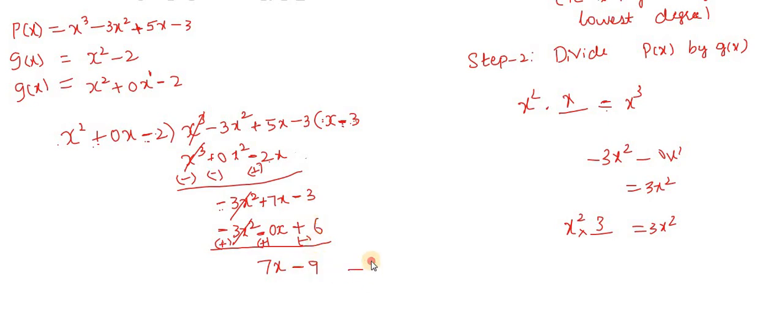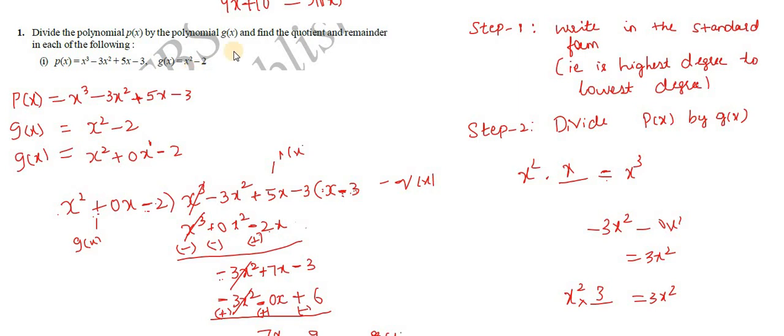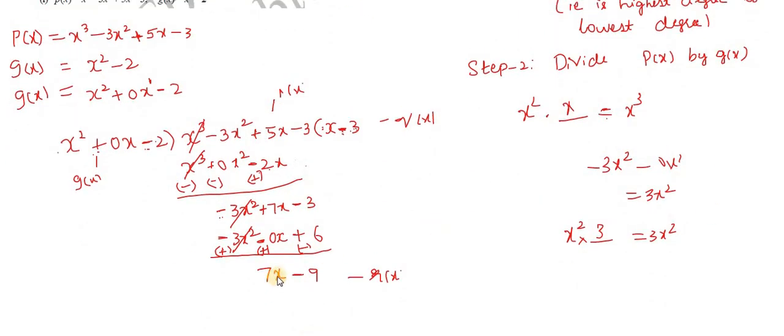So therefore this is the r of x, the remainder, and this is the quotient, and this is the p of x and this is the g of x. They ask us to find the remainder and quotient. So therefore the remainder is 7x minus 9 and the quotient is x minus 3.